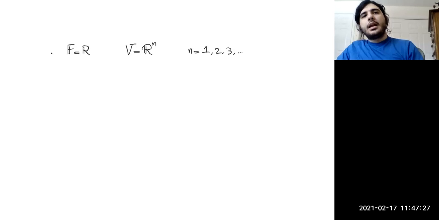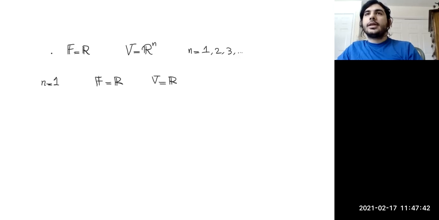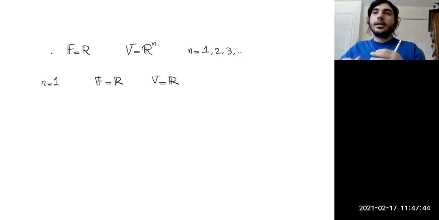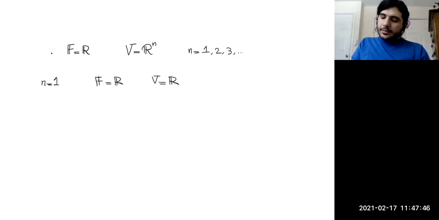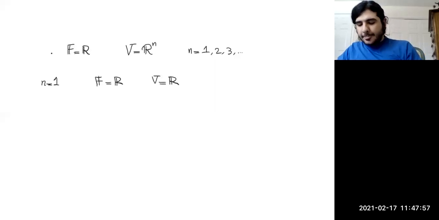Right? Now, I like to consider one specific case. Consider the case where n is equal to 1. So here, our field is the set of real numbers, and our vector space, again, is the set of real numbers, right? Here, R is a vector space over itself. Now, I want to do something. I want to consider something a little bit exotic.